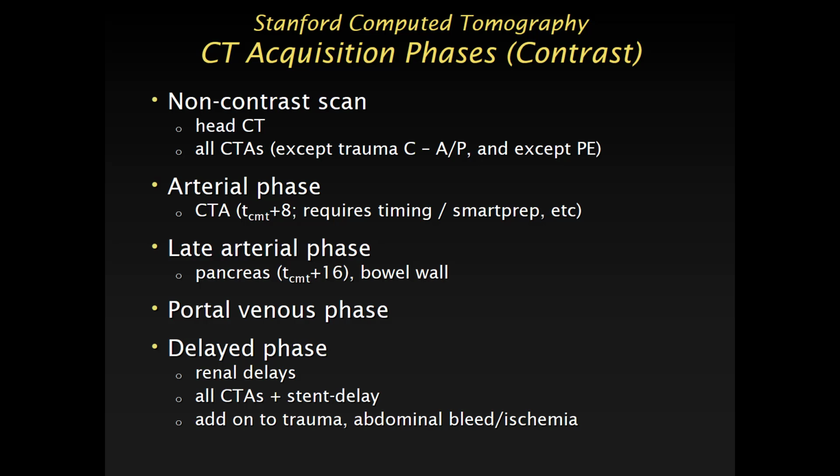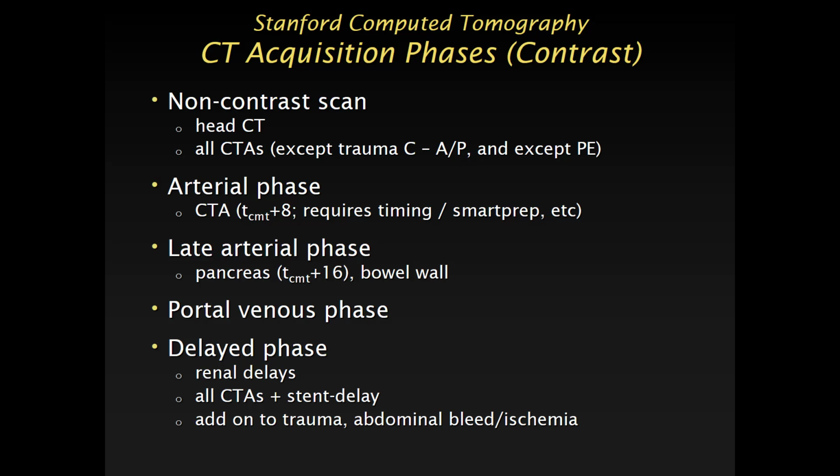Essentially, the main building blocks for any CT protocol are the different phases. You usually have a non-contrast scan, like in head CTs. All CTAs except traumas or PE studies have non-cons. You have arterial phases, which usually start 8 seconds after the contrast arrives in the aorta, using SmartPrep or similar. Then there are late arterial phases, which you, for example, use for bowel wall or for pancreas, which means that you start to scan 16 seconds after the contrast arrives in the aorta. Then there's obviously portal venous phase and all kinds of delayed phases.